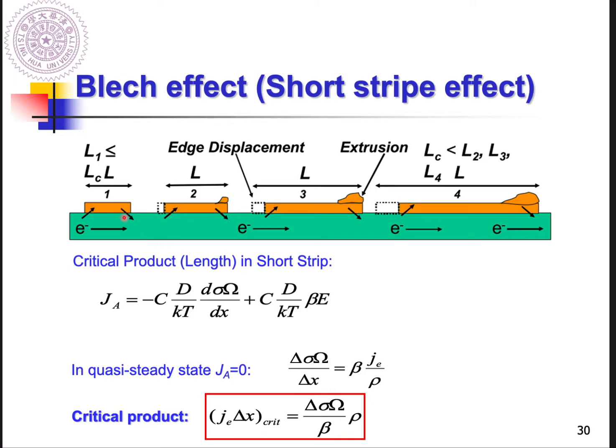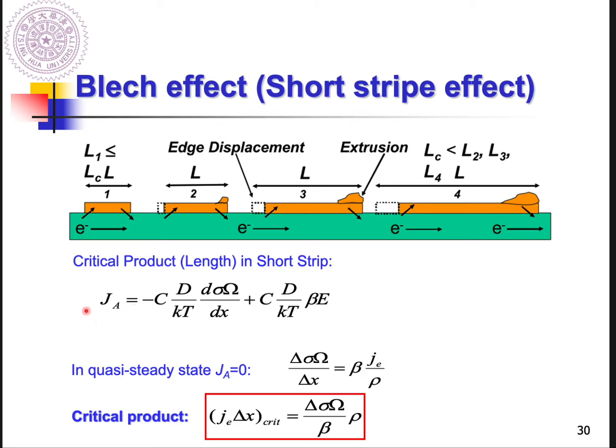So in order to know the critical length, LC, you need to write down all the possible atomic fluxes that exist in this line. Or you can think about how many driving forces are applied on these materials. As long as they can compensate, then this effect is not going to happen. I mean, the EM damage is not going to happen.